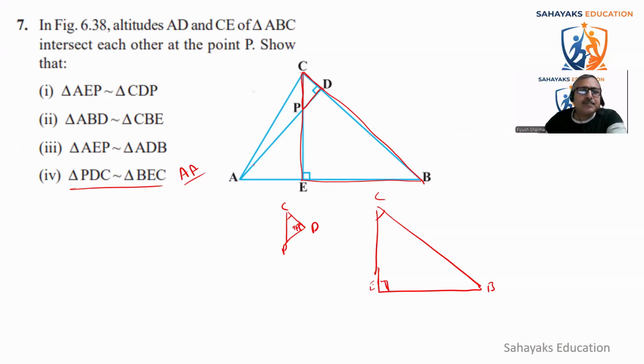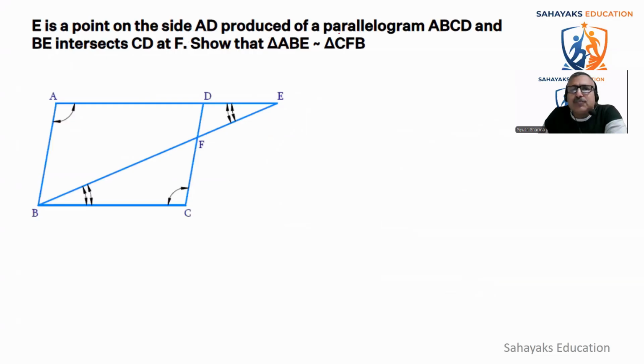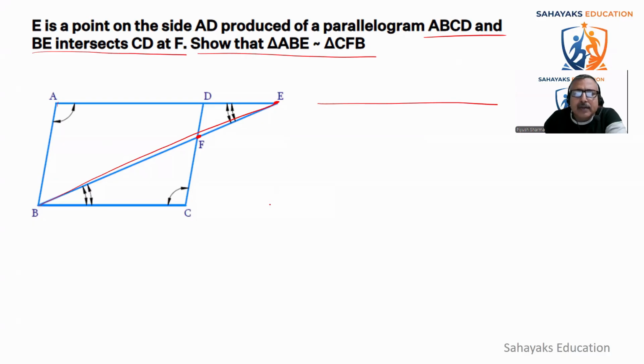So coming to the next question. E is a point on the side AD produced of a parallelogram ABCD. Now there's a parallelogram ABCD, and this side is produced to a point E. BE intersects CD at F. This is the point F where it intersects CD. Show that triangle ABE is similar to triangle CFB. This bigger triangle ABE should be similar to CFB. So this triangle.